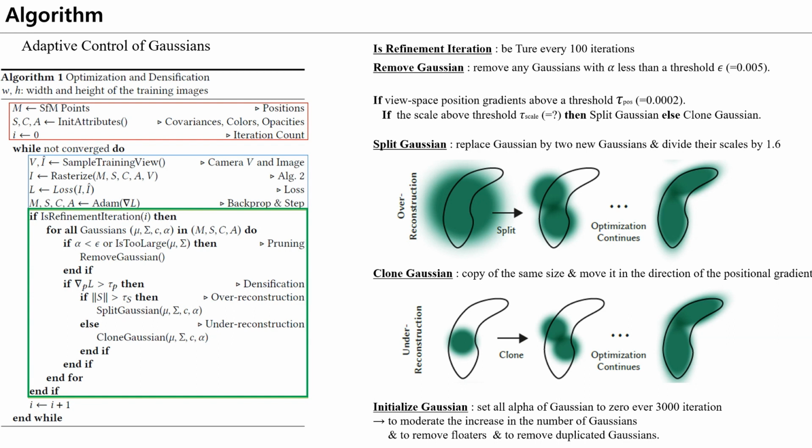The gradient mentioned earlier is backpropagated to each Gaussian. If the size of the gradient is greater than a position threshold of 0.0002, it's considered that the Gaussian does not properly model the scene, and then the Gaussian is split or cloned. Here, there is a scale threshold.